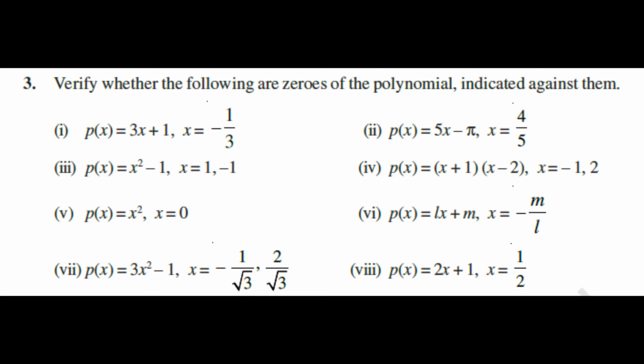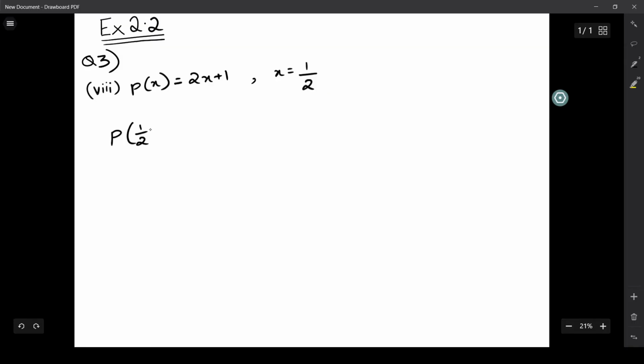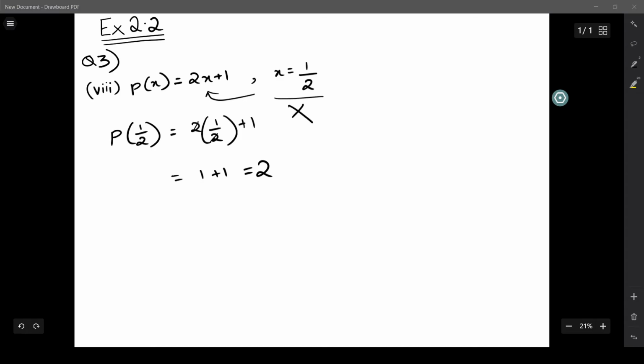The eighth part of this question is p of x is equal to 2x plus 1, and the value of x that needs to be checked is 1 by 2. So p of 1 by 2 is equal to 2 into 1 by 2 plus 1, which gives us 1 plus 1 equals 2. Hence x equal to 1 by 2 is not a 0 of this given polynomial.